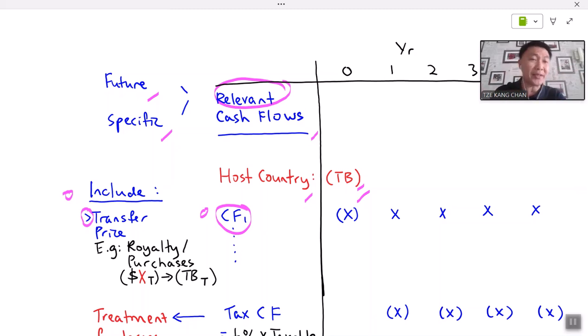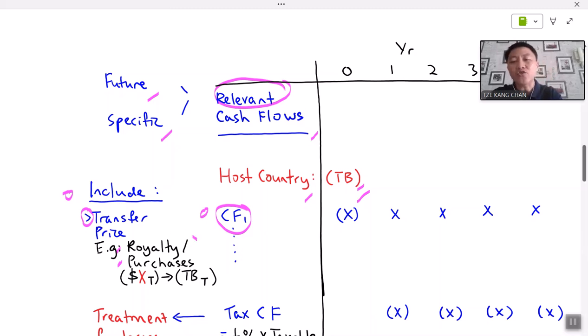The common example in the AFM exam to give rise to this transfer pricing item could be royalty imposed by the home country operation and charged to the host country operation. That is one of the transfer price items that we have to capture as a form of cash outflow. Other than royalty, what if the host country operation, the FDI, purchased components or parts from the home country operation? The purchase price would therefore represent another cash outflow that we have to capture in the host country.